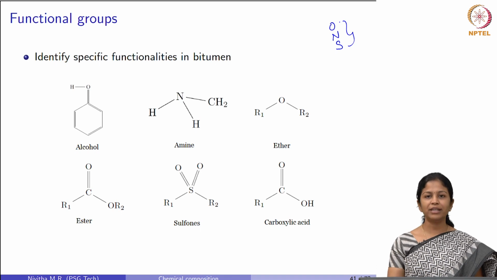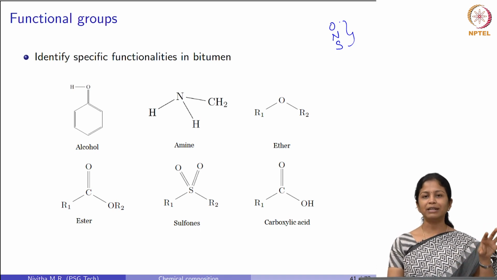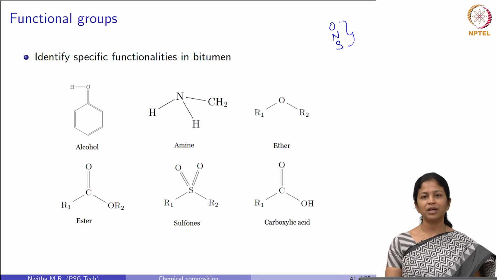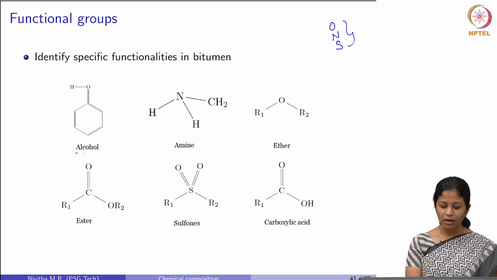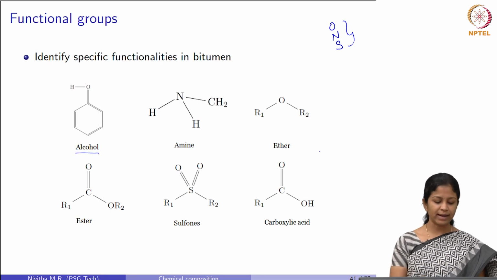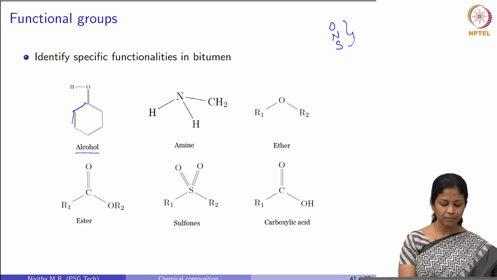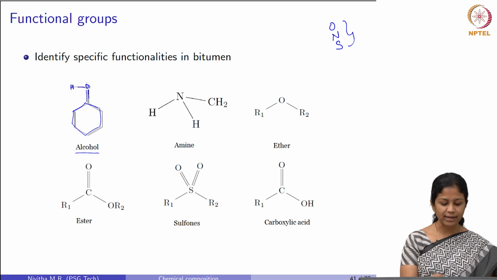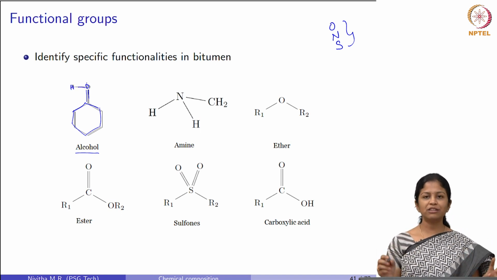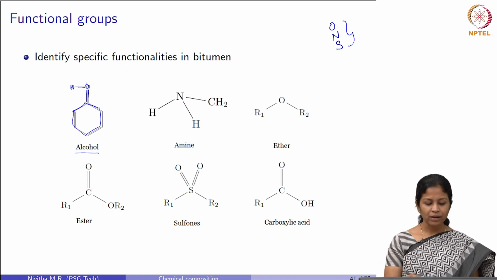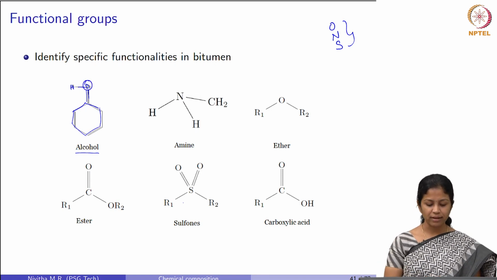These heteroatoms are attached to carbon atoms in different manner, and depending upon how and where they are attached, they form different functionalities. Let us first take alcohol. We know how alcohol is defined, right? We have a benzene ring present here, and to this benzene ring we have an OH functionality. So, this is an alcohol, an OH attached to a benzene ring. So, we have oxygen present here.